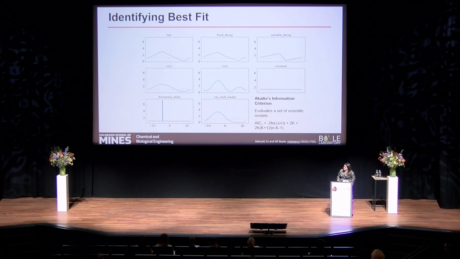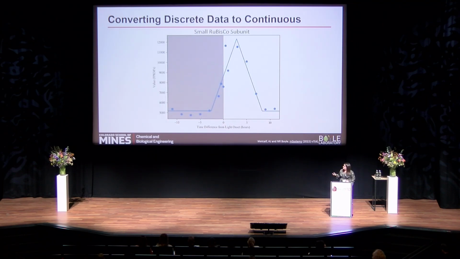So what we do is we identify a handful of potential functions that can describe that data, and then we weigh each one using Akaike's information criterion, which basically just tells us how much information we lose by choosing one over the other. And then we can get a fit to the data for each gene. So once we have this, we can implement it as a constraint on the model.